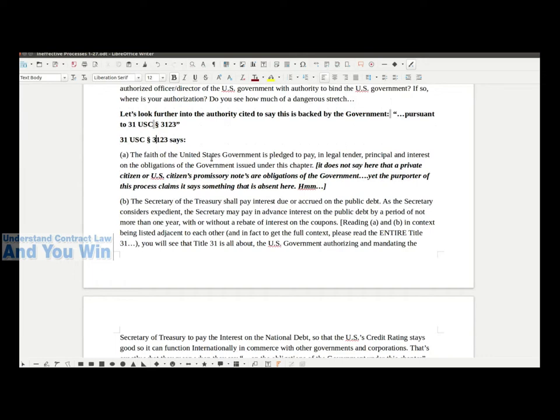Okay, it does not say here that a private citizen's or a U.S. citizen's promissory notes are obligations of the government. Yet the purporter of this process claims that it says something that is absent here. All that this says is the faith of the United States government is pledged to pay in legal tender principal and interest on the obligations of the United States government issued under this chapter. So all that means is, when the government takes out loans from the international banks, the United States government pledges to pay it back. That's basically what it says.